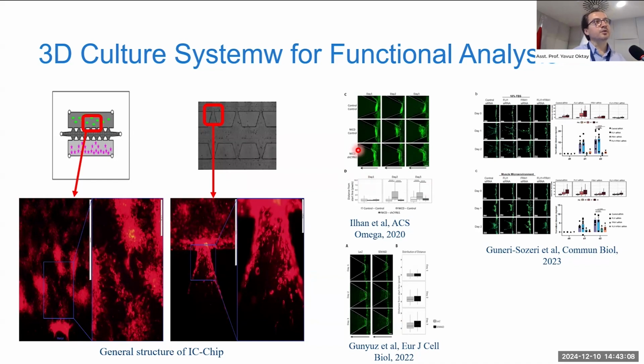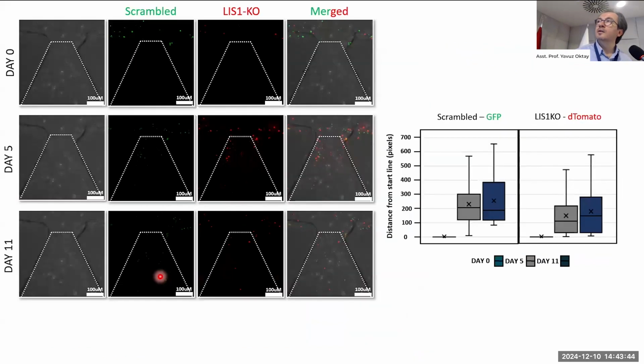So we convert NPCs from iPSCs, and we use a microfluidic chip named IC chip, where you put cells in one chamber and serum in the other chamber, and with matrigel in the middle, you allow the cells to migrate toward the serum. And when they enter through these channels into the matrigel, you can follow them and quantify them and see if there's any defect. So that's what we did. And then we did this for many genes.